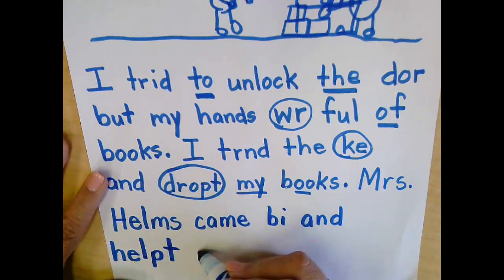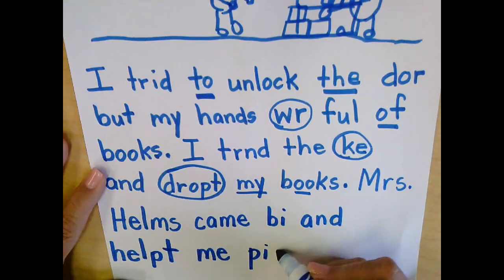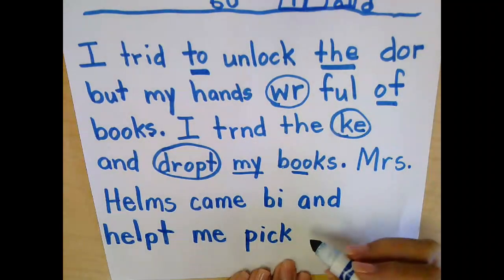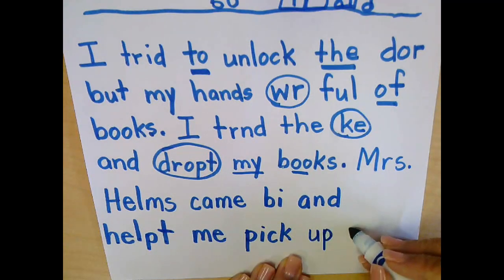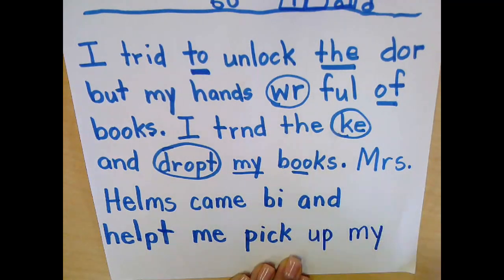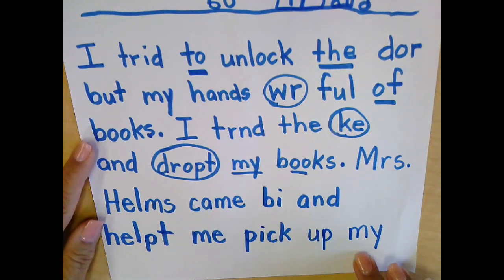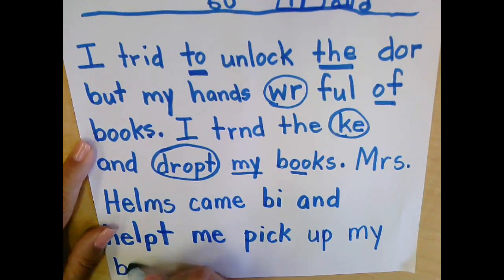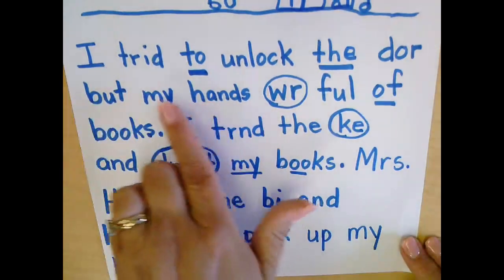helped me, I know how to spell me, pick, it, oh, I knew that was a green box letter, so I knew that had to have CK, and helped me pick up, my, I know how to spell my because I've had that word before and it's in my 3-ring binder. So you can go and look in your 3-ring binder. And helped me pick up my books. Books.